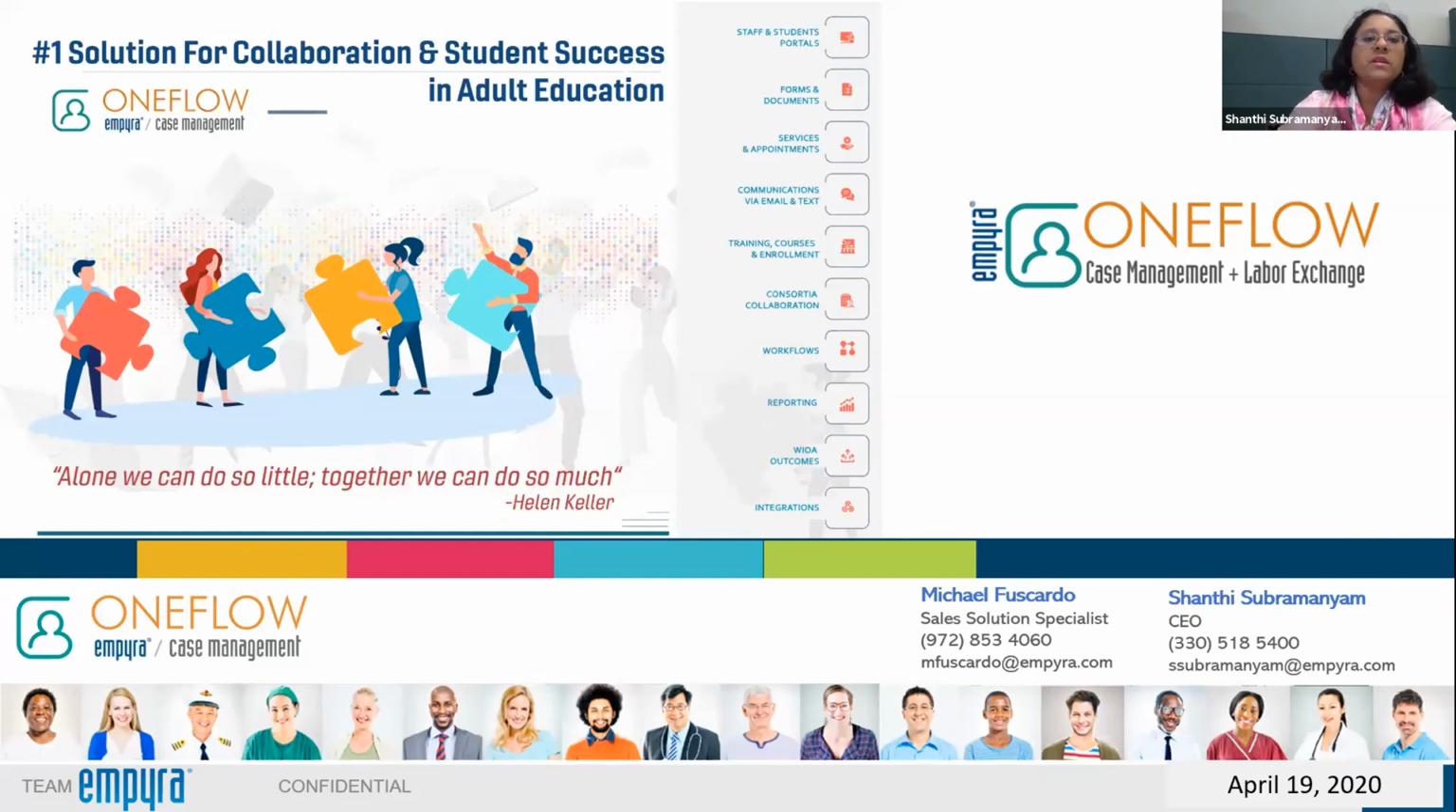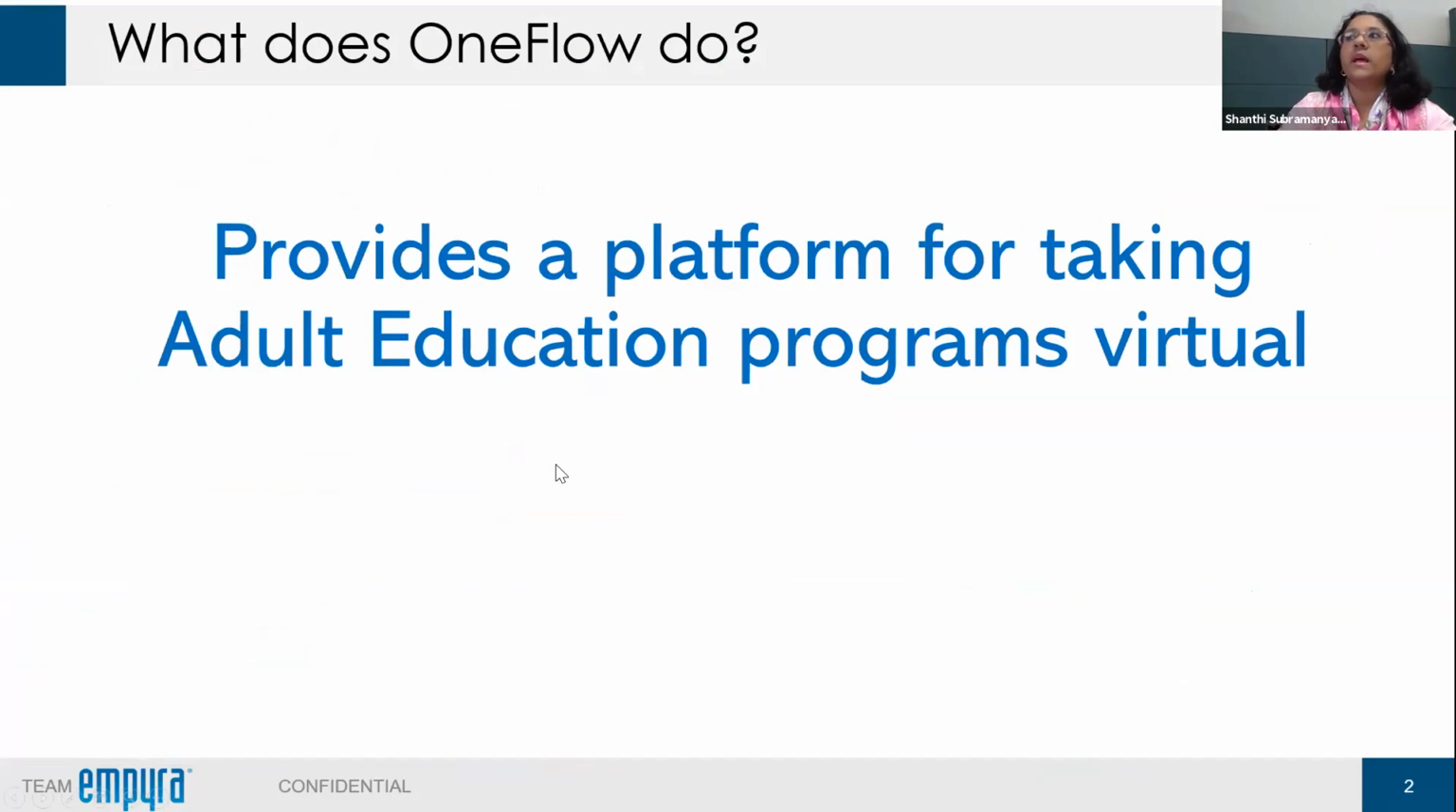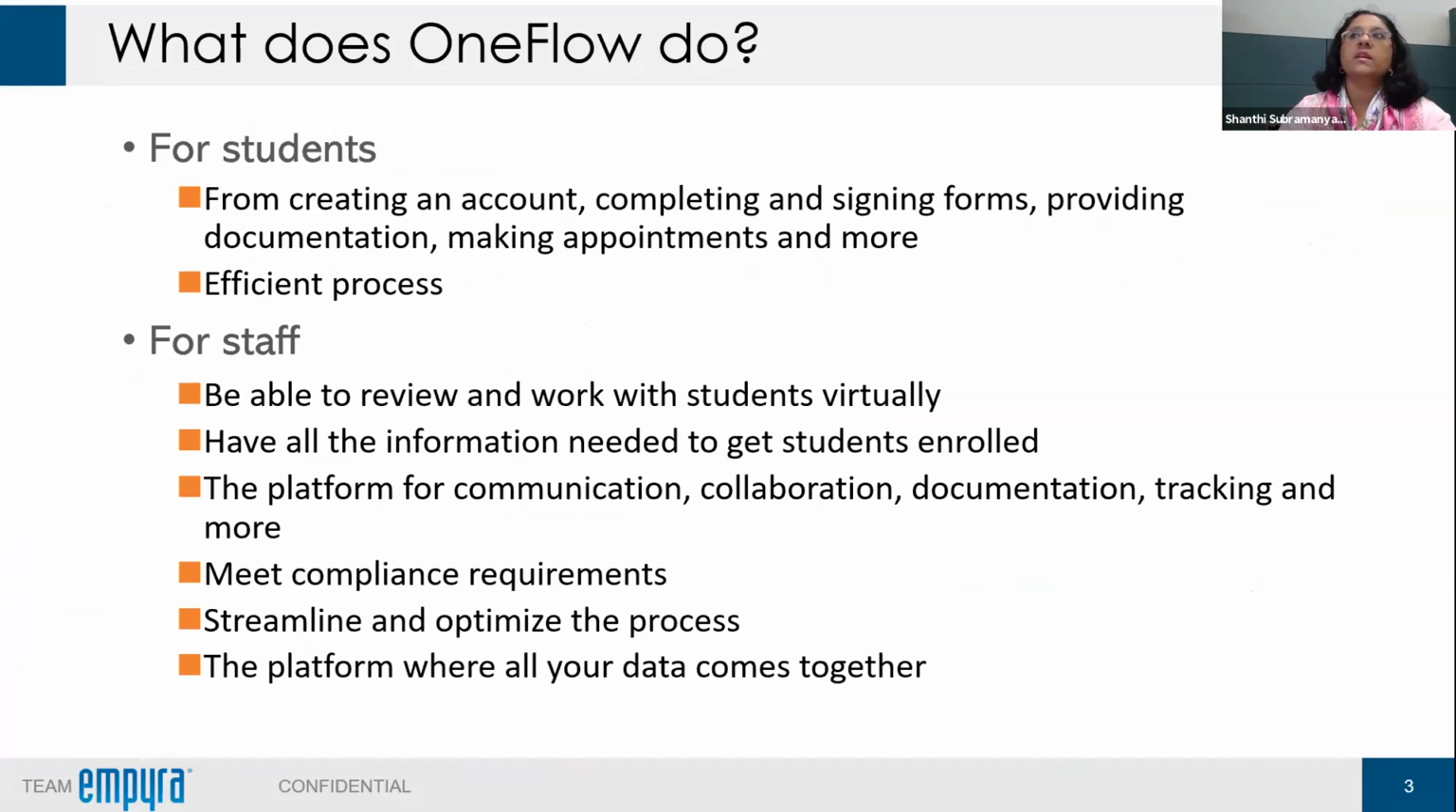Empira is a provider of solutions that help with collaboration and student success in adult education. What we do is provide a platform for taking adult education programs virtual. That means all the aspects for students, from creating an account, completing and signing forms, providing documentation, making appointments, and more. The process is flexible, meaning it's not fixed; you can configure it to your needs. It's an efficient process.